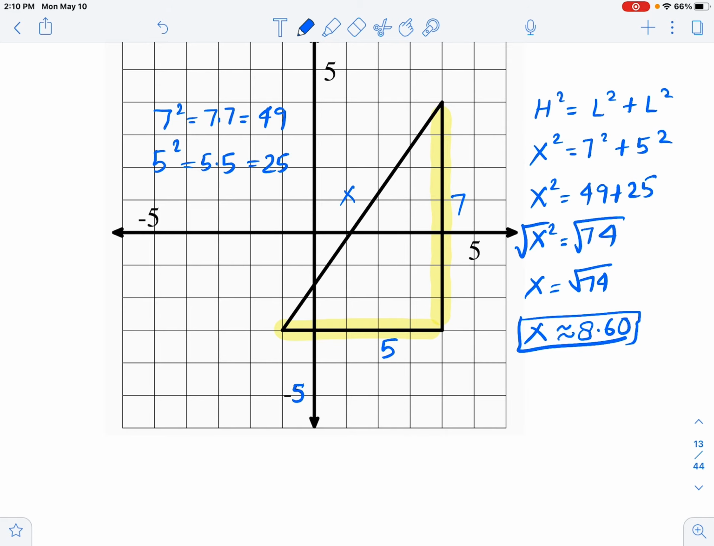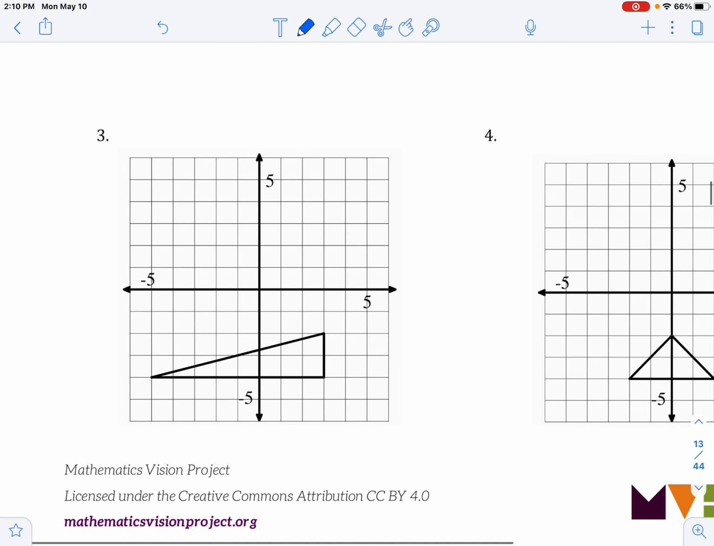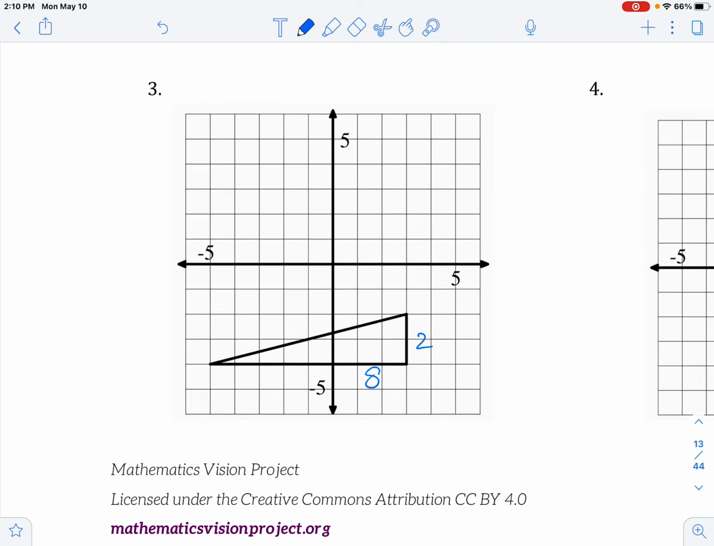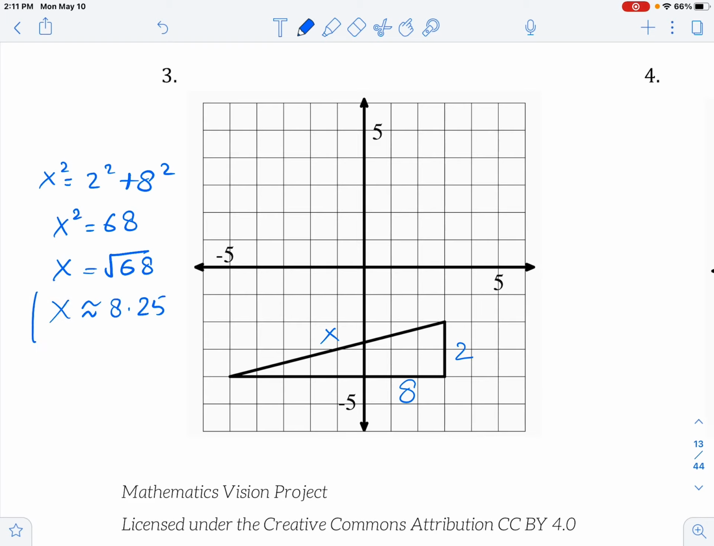I will now give you the answers for the remaining two questions here. Question number 3, when you count, this side is going to be 2 units long, and the other side is going to be 8 units long. I'm not showing the middle steps. If it is x, then x squared is equal to 2 squared plus 8 squared. Skipping the middle steps, x squared is 68. X will be the square root of 68 when I take the square root of both sides, and that's going to be 8.25. So I just gave you the answer.